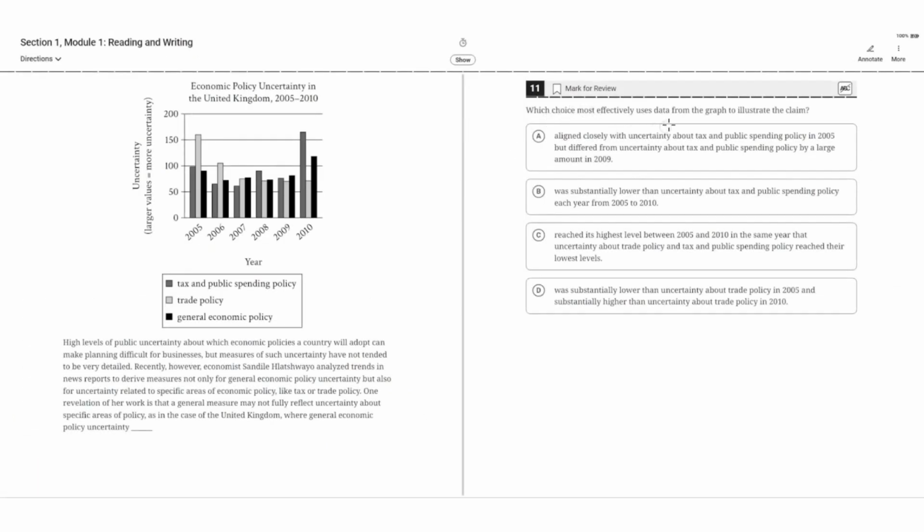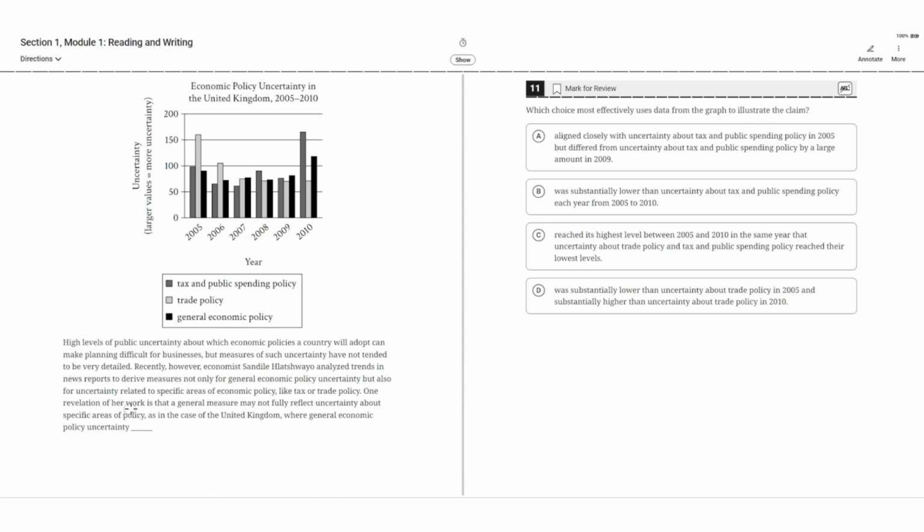Which choice most effectively uses data from the graph to illustrate the claim? High levels of public uncertainty about which economic policies a country will adopt can make planning difficult for businesses, but measures of such uncertainty have not tended to be very detailed. Recently, however, economist Sandil Hillish-Wido analyzed trends in news reports to derive measures not only for general economic policy uncertainty, but also for uncertainty related to specific areas of economic policy, like tax or trade policy.